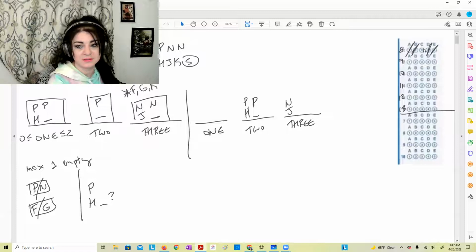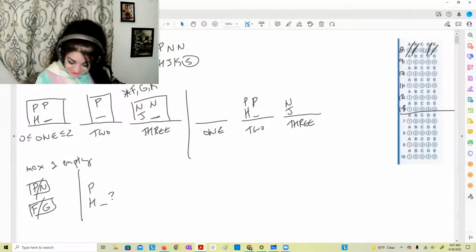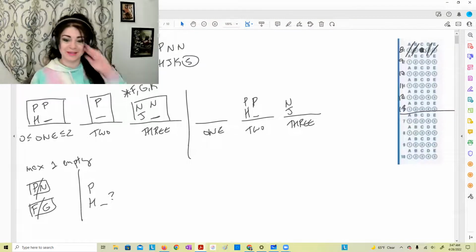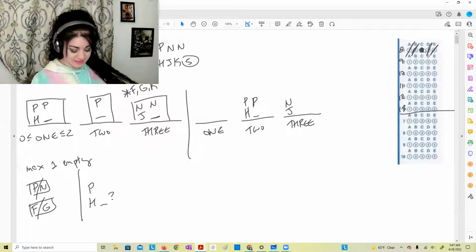See, that's not neat. This is how I took my LSAT. You don't want the machine to score it wrong. Okay. Let's look at the second one.